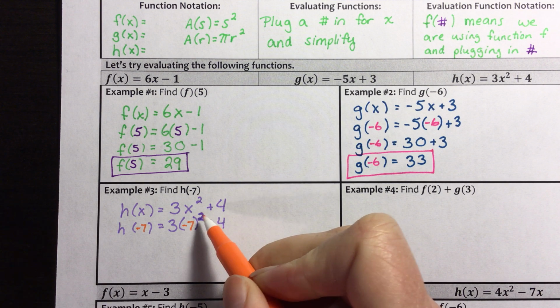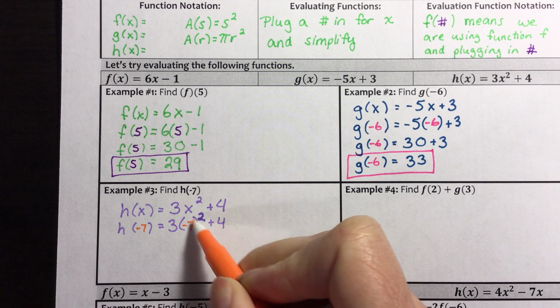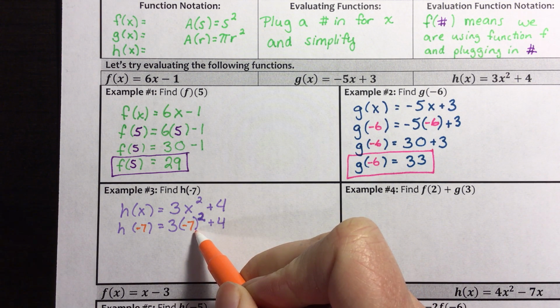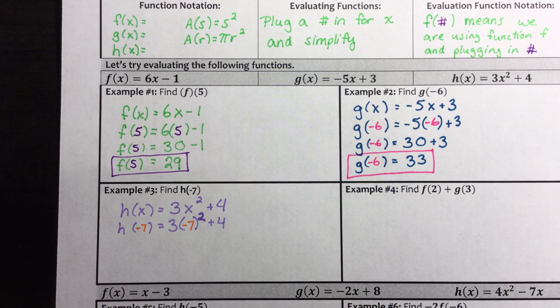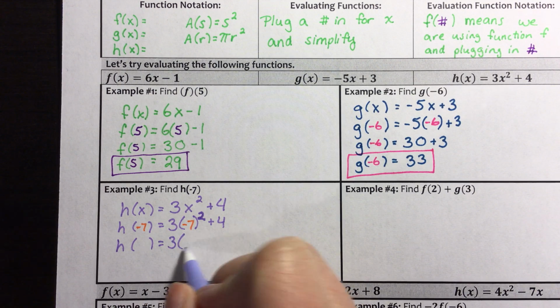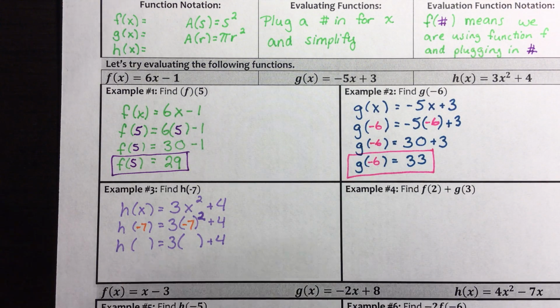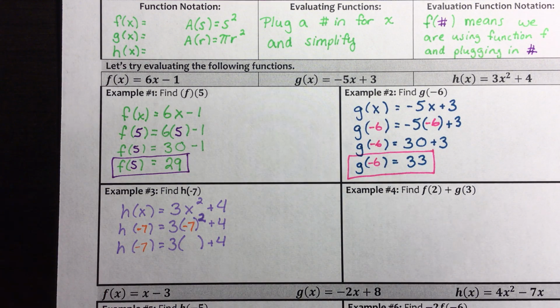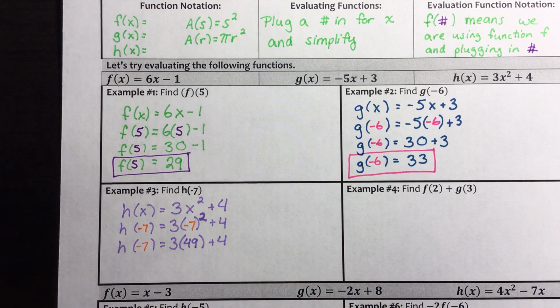Okay, so any problems where there's an exponent like a 2 or a 3 or a 4 up here, it says that the negative 7 in this case is the only thing that's getting squared. And then this 3 that's on the left, that coefficient, is going to get multiplied times it later. Okay, so let's do this. H of negative 7 equals 3 times whatever negative 7 squared is. Okay, so negative times negative is positive for that 7, and 7 times 7 is 49. So 3 times 49 plus 4.